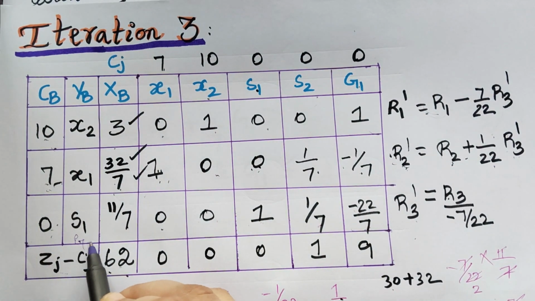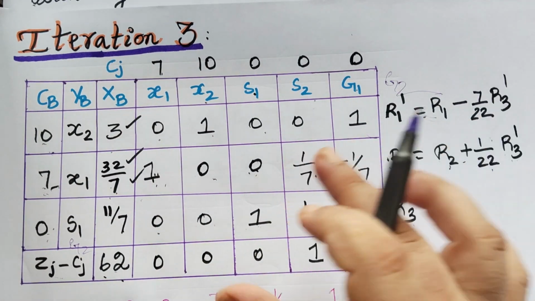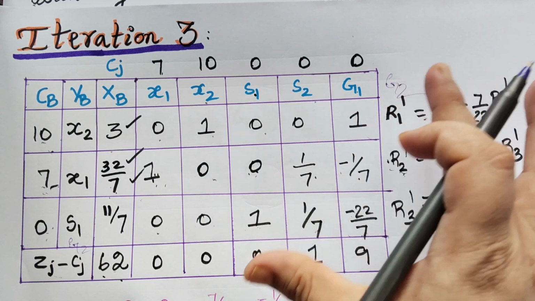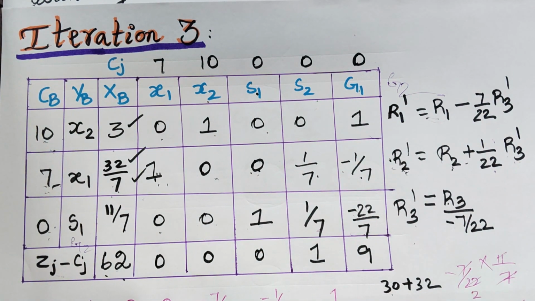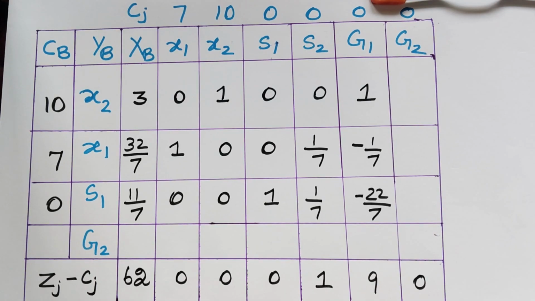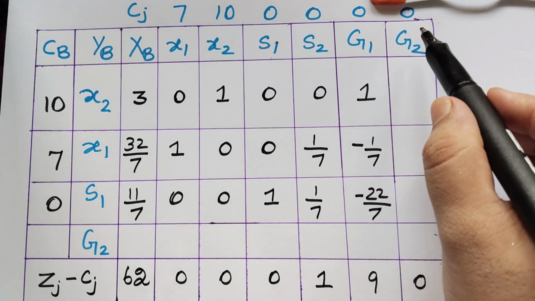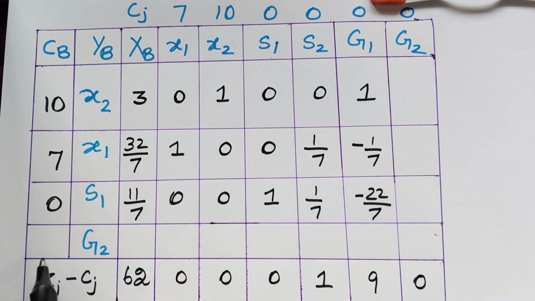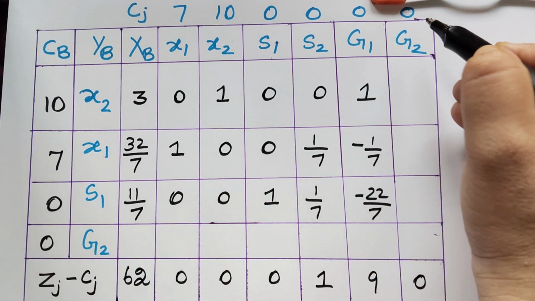So here and here we will be adding as we did previously. So I will just add it and I will write the next table. I have taken and written that table as it is, and I have just added this new row and column, that is G2. And what is its cost in the objective function? It will be 0 only. So here and here I have put 0.